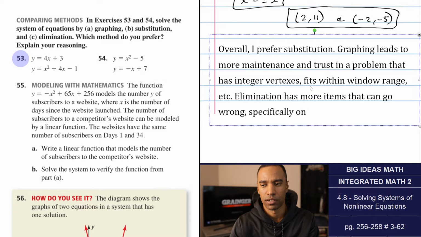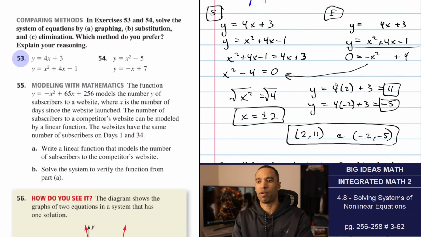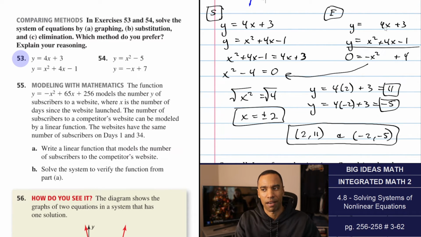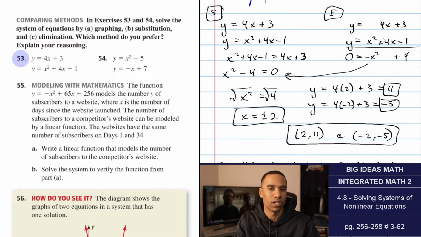Specifically on the subtraction front. That also has a little bit of maintenance as well, right? My first thing was I had to kind of line up these things. You don't have to, but you're going to combine like terms. But I subtracted, right? 0 minus x squared. A lot of people will put x squared. They're just going to bring it down. Things are going to go wrong here.